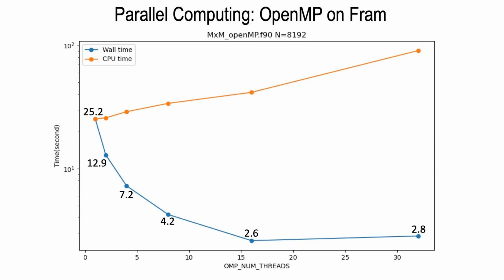Let's start by showing the wall time values in the figure. This allows us to visualize the time taken by the program to complete its tasks as we vary the number of threads. Following that, we'll proceed to present the CPU time values.